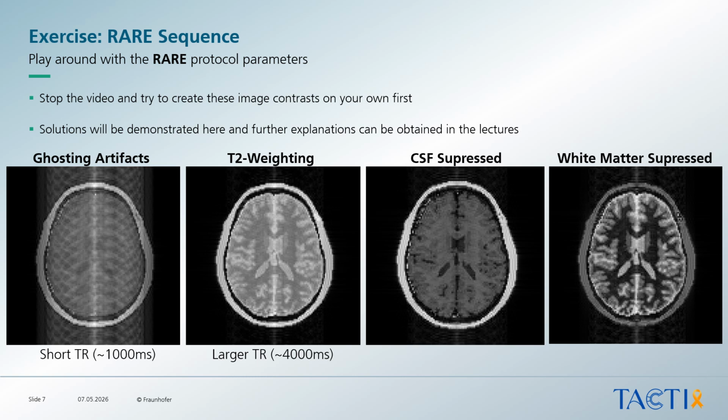Suppressing CSF signal is available by using an inversion recovery sequence with an inversion time of 2000 milliseconds. Suppressing white matter works in the same way, but you need to select an inversion time of around 450 milliseconds. Explanations for these different types of image contrasts and artifacts can be found in the lectures.